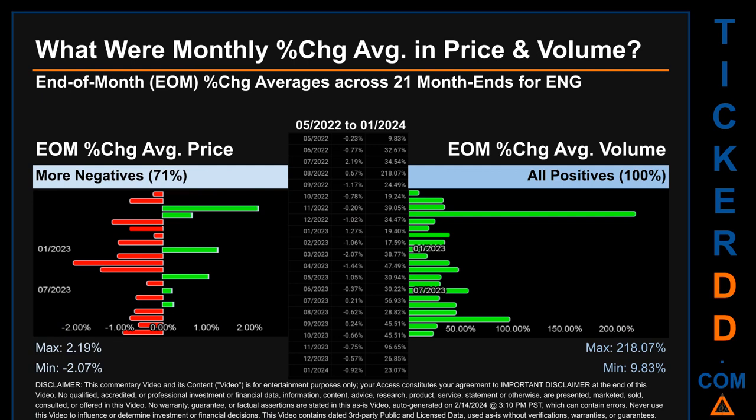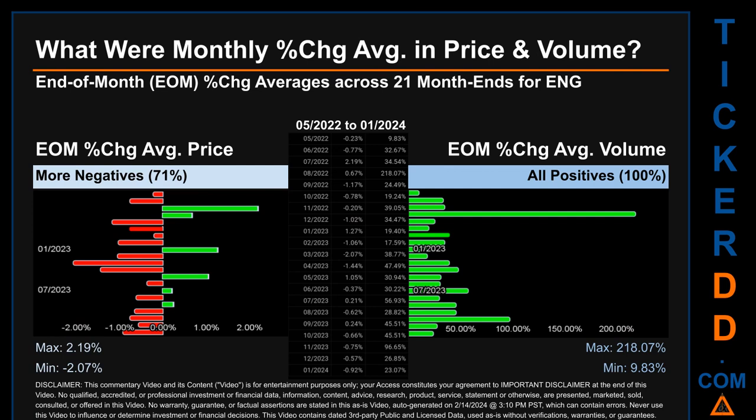What were end-of-month percentage change averages in price and volume for ENG? The monthly average of percentage change in price and in volume were calculated for each of the 21-month ends. That calculation took daily percentage changes and averaged them for each given month. If a month end came out negative, then it means that the month summarily saw a negative change.